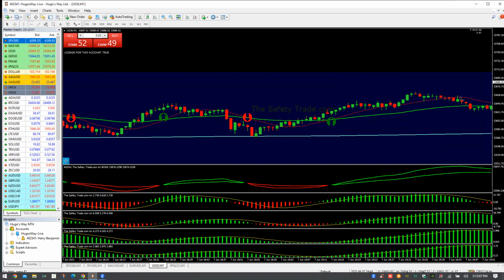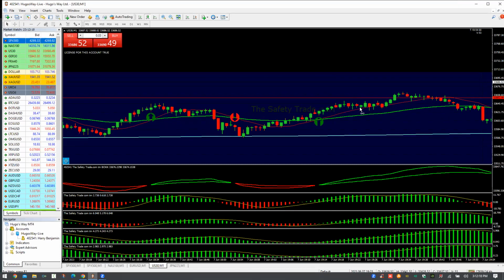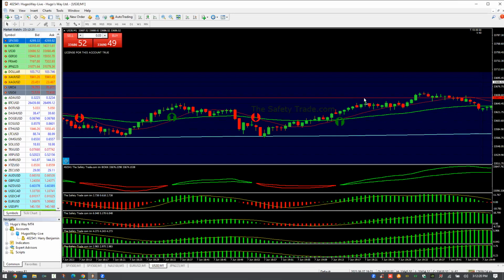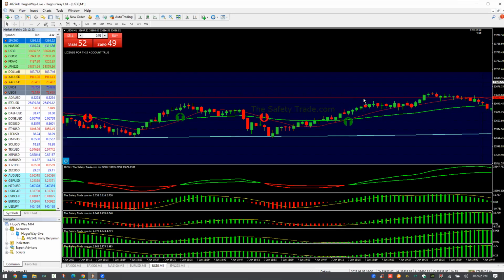Let's say you had put the order just above this line here. In fact, you could pull it down a little bit, just a little touch. All right, you come up about there, just above this green line right here.